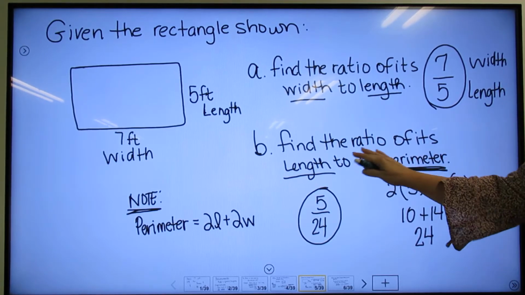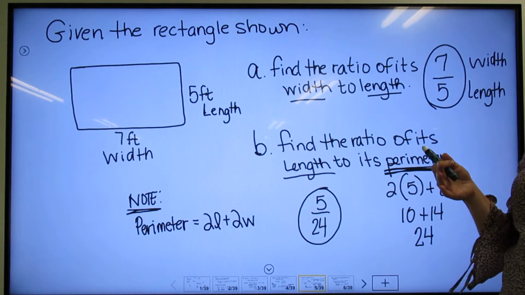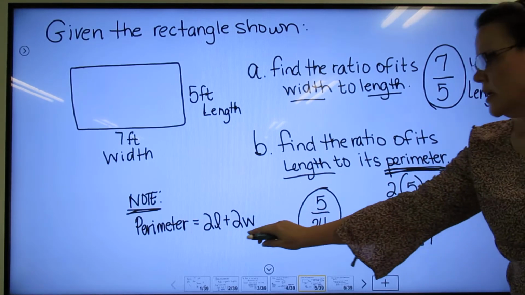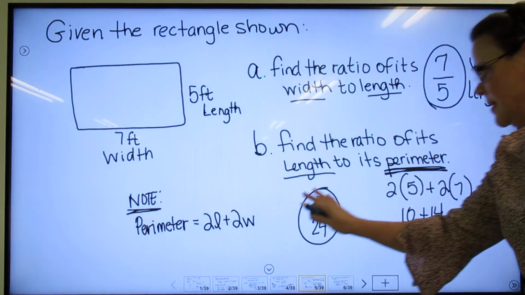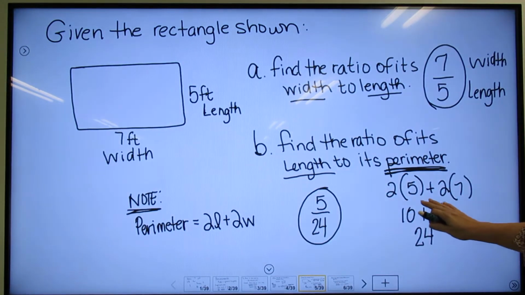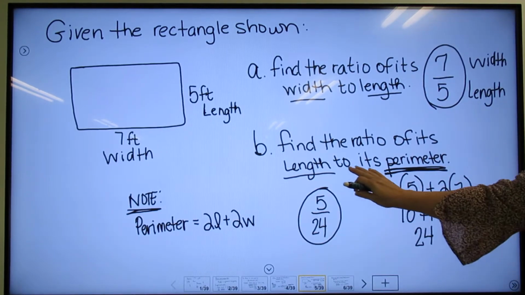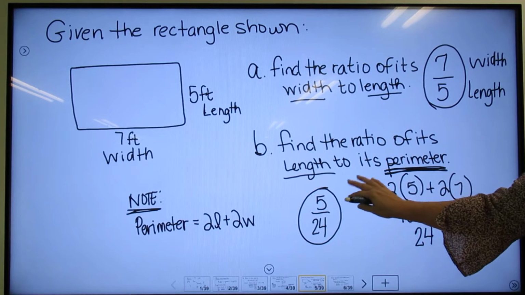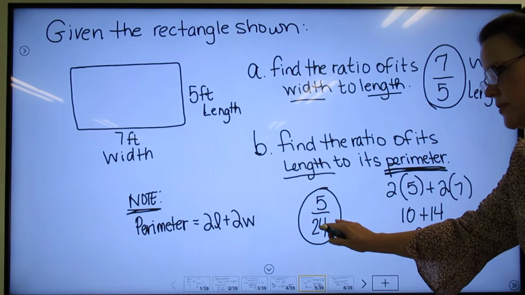Okay? Find the ratio of its length to its perimeter. Well, you have to know that the perimeter equals 2 times the length plus 2 times the width. And then you set that up in the formula, and you would have the length, which was 5, to its perimeter, which is 24, and you would do 5 to 24.